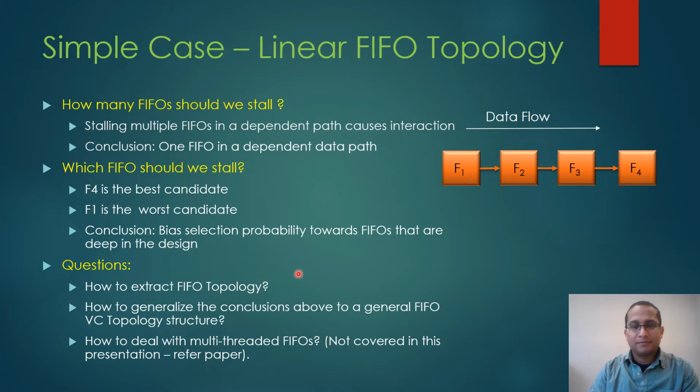So let's build up some intuition here by taking a simple example of a linear Fifo topology and trying to answer a question like how many Fifos should we stall and which Fifos should we stall.